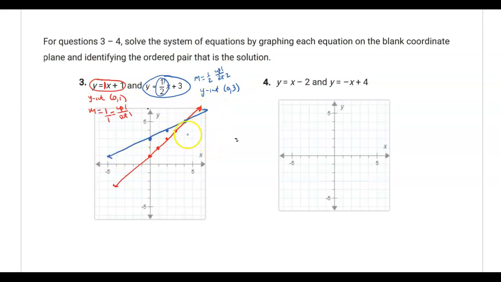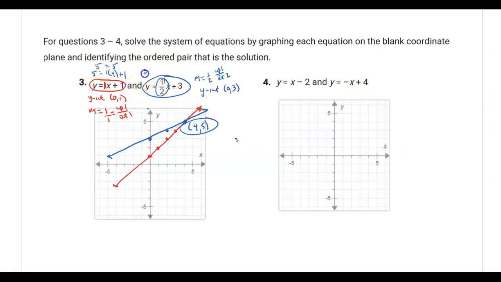Now, where do I see these two lines intersecting? Well, right away, I know this ordered pair, the intersection, is at (4, 5), which ends up being the solution to this system. And if I plug this ordered pair in, if x is 4 and y is 5, it's 5 equals 1 times 4 plus 1. Does 5 equal 5? Yes.